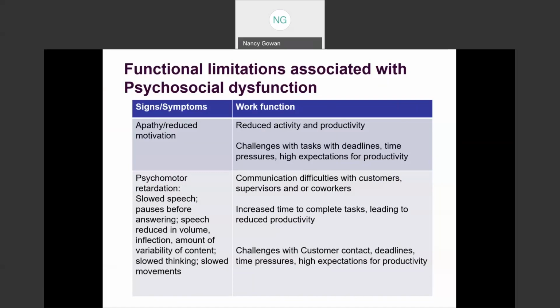Think about the sign or symptom of having psychomotor retardation, or slowed speech, pauses before answering, speech with reduced volume or inflection. We might see this in the workplace as having communication difficulties with customers, supervisors, coworkers. The individual might need increased time to complete a task. It leads to reduced productivity. There may be challenges with having good customer contacts, meeting deadlines, time pressures, high expectations for productivity.